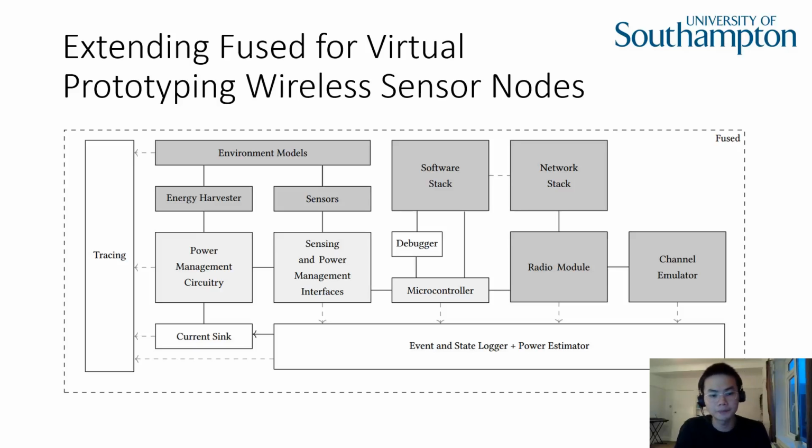A word about a power model. So in Fused, active components such as the microcontroller, and the radio module and sensors would log events and states. Now, these events and states are used by the power estimator, the current estimator, to generate a current load on the power delivery circuitry. This sets the operating points of various electrical components along the power delivery path, and this, for example, will determine the efficiency of the power converters.